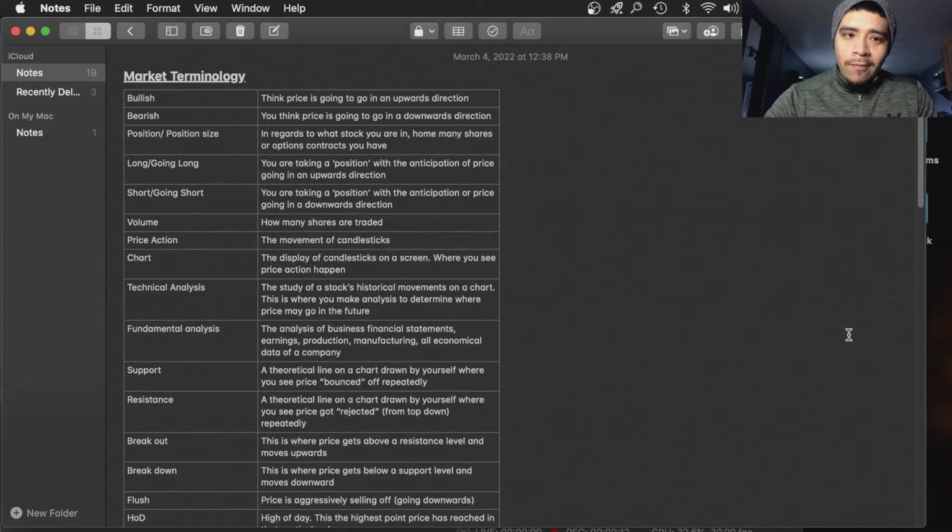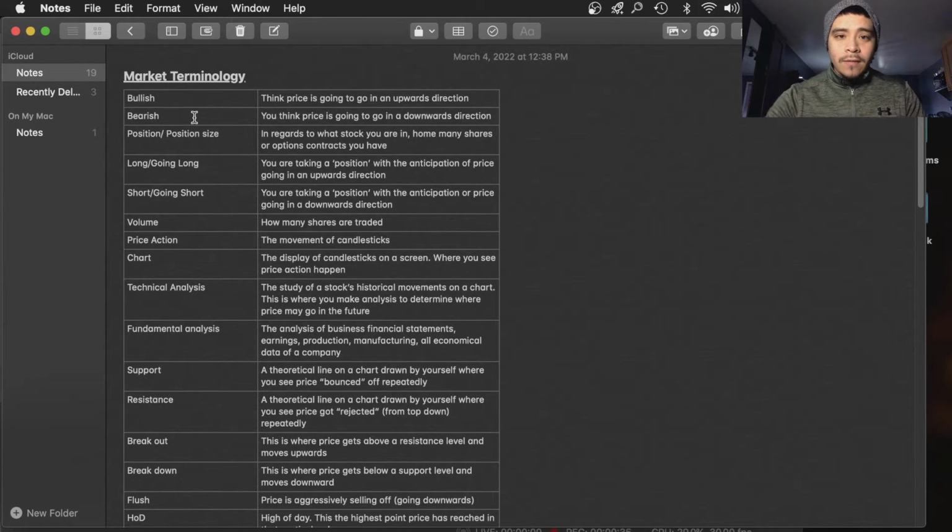Today we have market terminology. All right, let's dive right into it. So we have bullish. So they think price is going to go in an upwards direction, right? So think of bulls, they have horns, and then they charge at you, they charge forward, right? So you are just anticipating price is going to go in an upward direction.